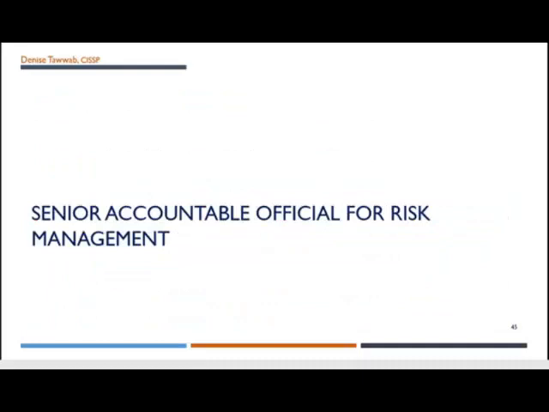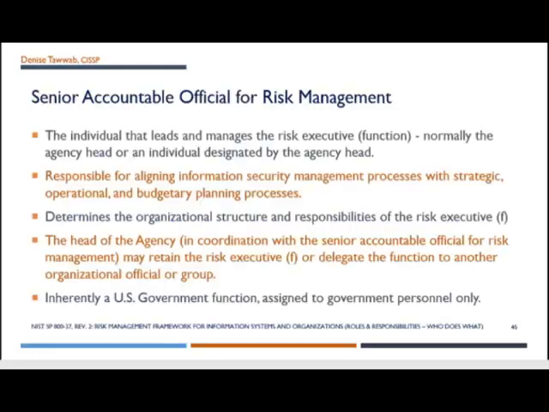Okay, then you have another role, your senior accountable official for risk management. This person is the individual that leads and manages the risk executive function, normally the agency head or an individual designated by the agency head. The senior accountable official for risk management is responsible for aligning information security management processes with strategic, operational, and budgetary planning processes. They determine the organizational structure and responsibilities of the risk executive function.